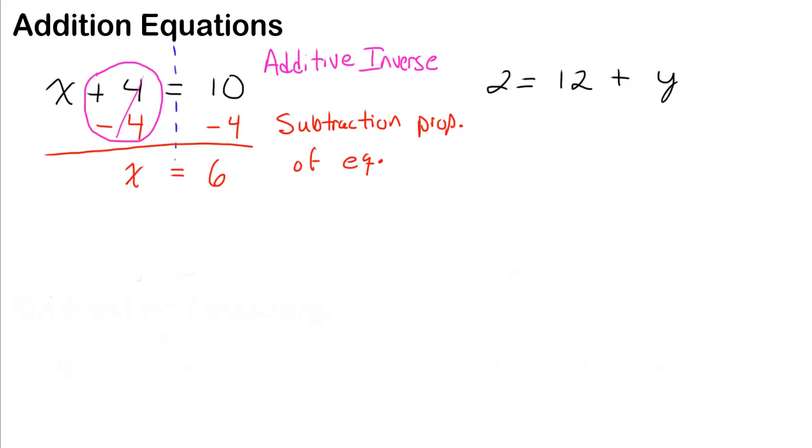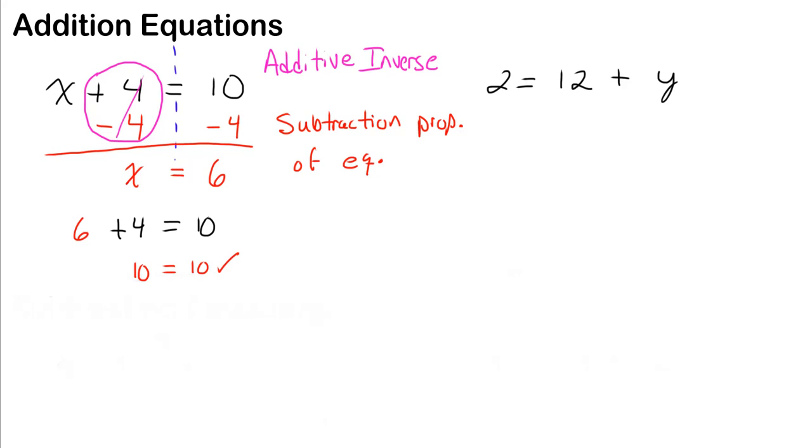Now, I can test my solution here by substituting my solution for the variable in the original equation. So I have here x plus 4 equals 10, and I found that x is 6. So now I have 6 plus 4 equals 10, and when I combine 6 and 4 on the left-hand side, I get 10 equals 10, which is true. So I know that my solution is correct.